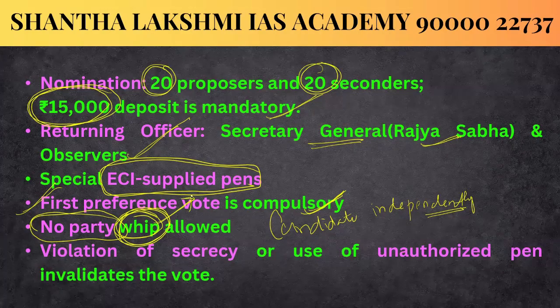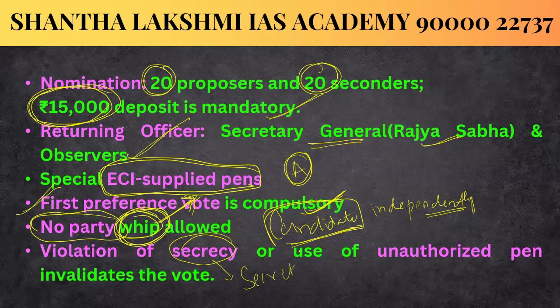If the whip says that all the members of this political party should vote for A only, the member belonging to this political party is not necessarily bound by the decision of the whip. He can vote independently, of his own choice. We said that it is conducted through a secret ballot, so the violation of secrecy or the use of an unauthorized pen will invalidate that vote.